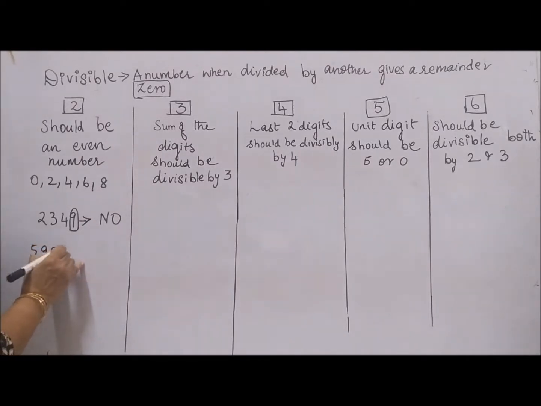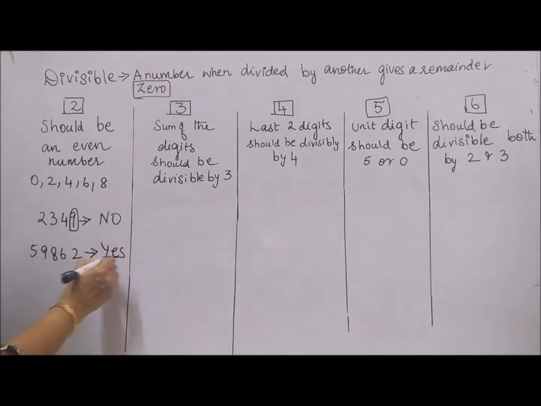5, 9, 8, 6, 2. Is it divisible by 2? Yes, because it's an even number. Let's go to 3.